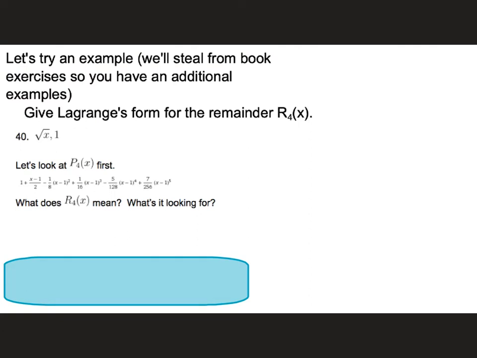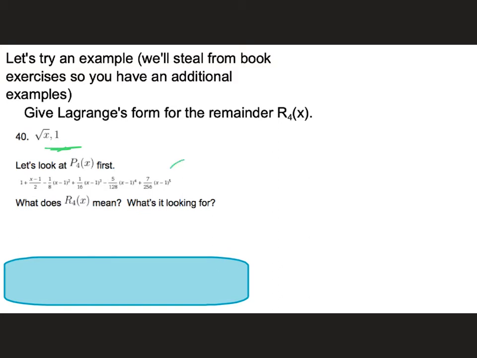Now we're going to look at a specific example here and see if we can figure some stuff out. So our job here is to give Lagrange's form for the remainder, R4 of x, for the square root of x centered at 1.